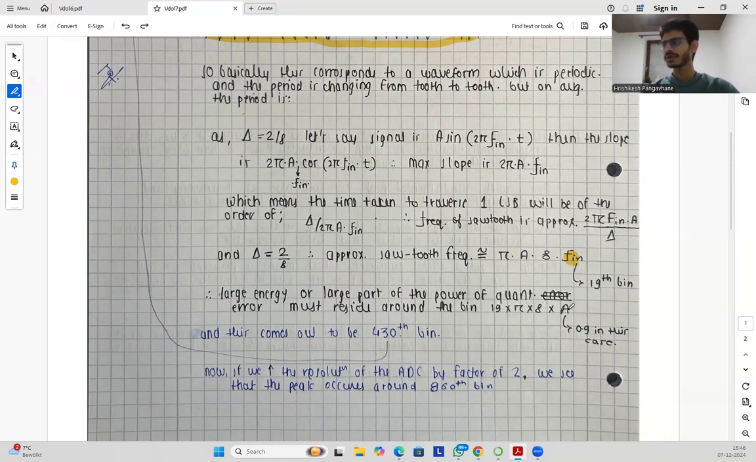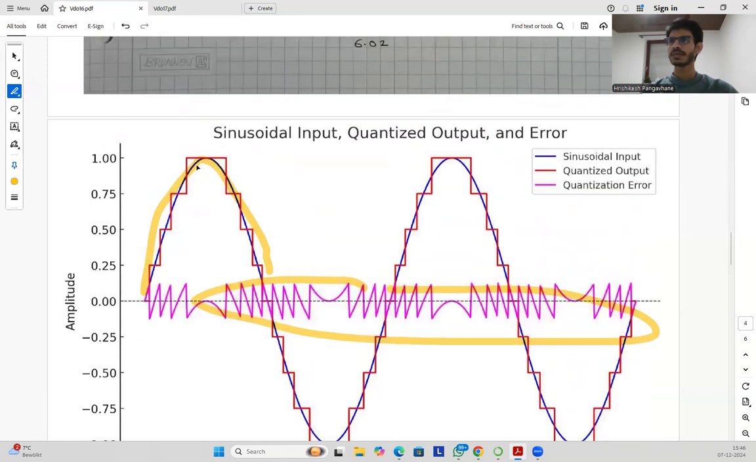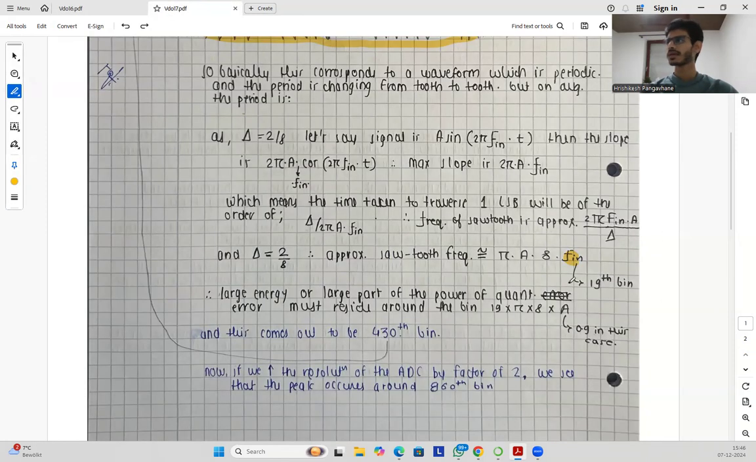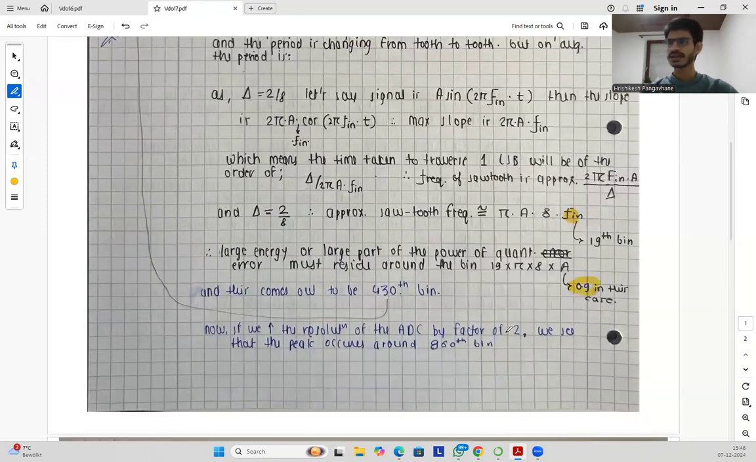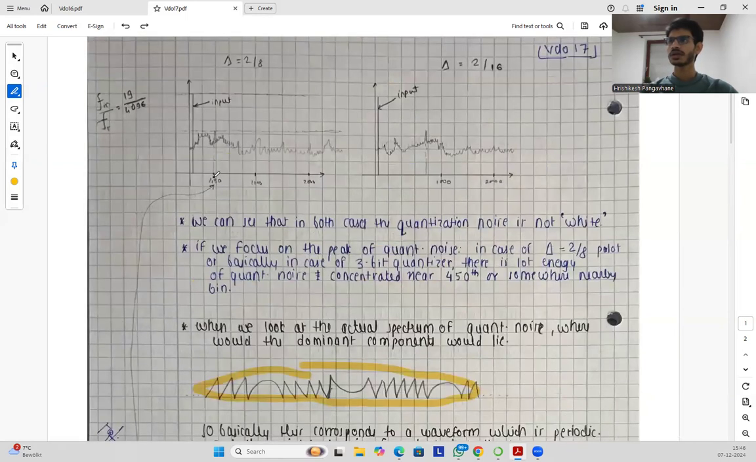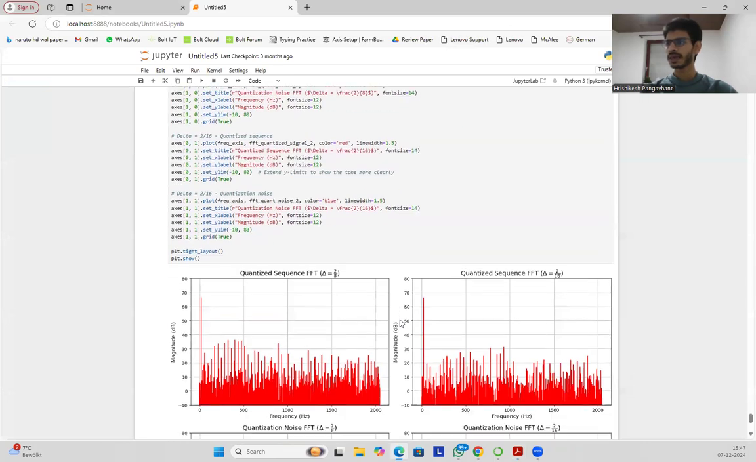So basically A is the amplitude, right? And in this case, the amplitude is about 0.9, so let's take it as 0.9. Then this comes out to be somewhat the 430th bin. So as we approximated here, the peak or the concentration of the dominant components of the noise lies near about the 430th bin. I can show you the plot for the same.